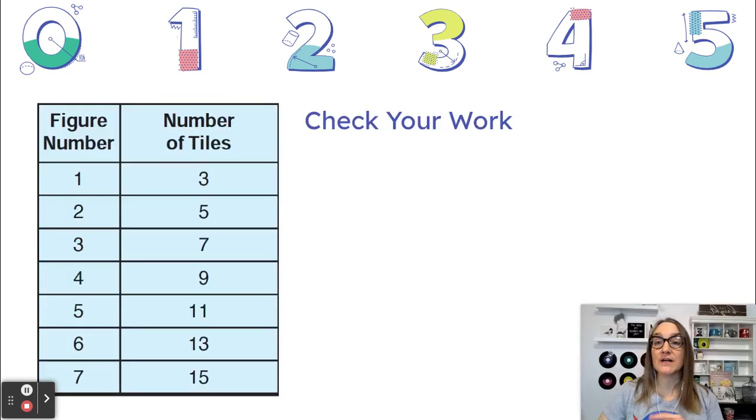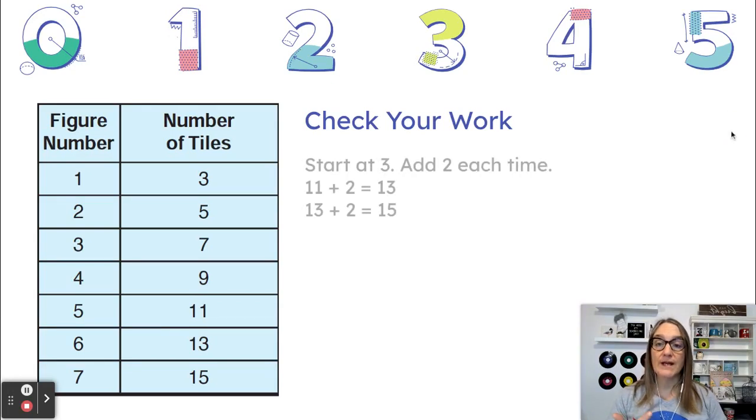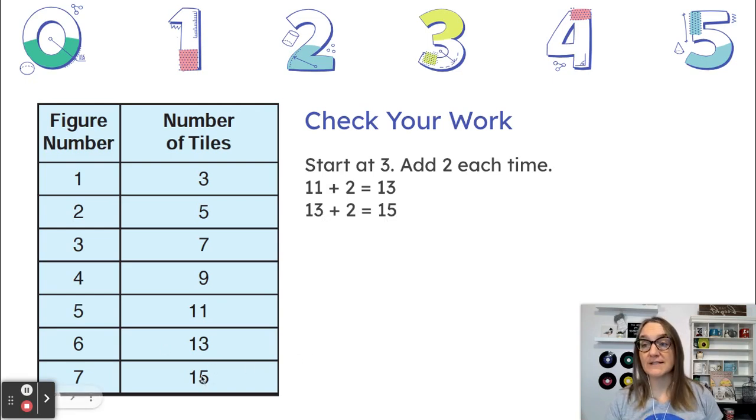Okay, time to check your work. Did you predict the number of tiles in the 7th figure correctly? Think about what strategy you use to extend the table. Now, one way that we can do it is to remember the pattern rule for the number of tiles, which was start at 3, add 2 each time. So we can add 2 to 11. 11 plus 2 equals 13. Then add 2 to 13. 13 plus 2 equals 15. That gives us 15, and that is our output for the 7th figure.